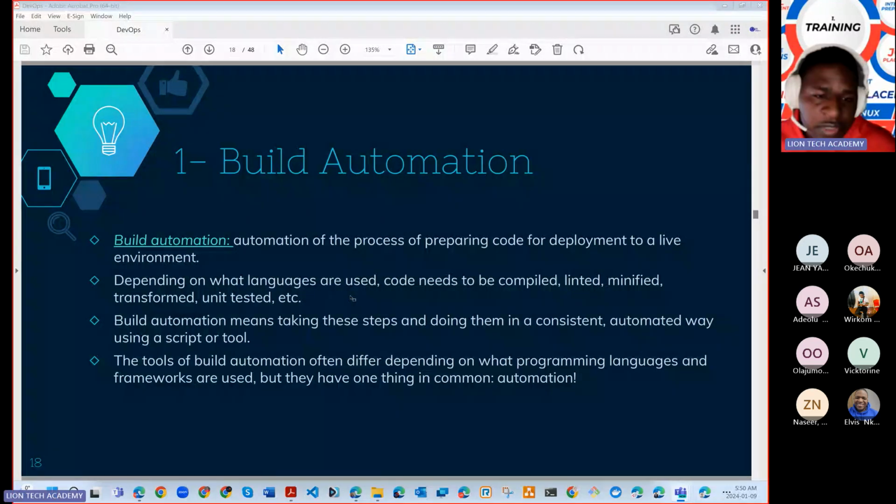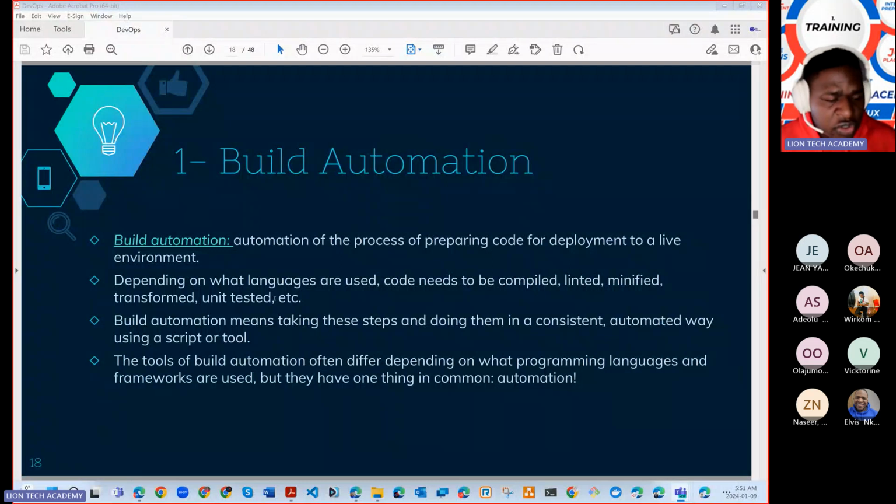And that process is going to continue. Depending on what language I use, code needs to be compiled, linted, minified, transformed, and unit tested. Like I mentioned yesterday, working as a DevOps engineer, everything happens in the team. As developers get the code available, we need to transform that code into a package.